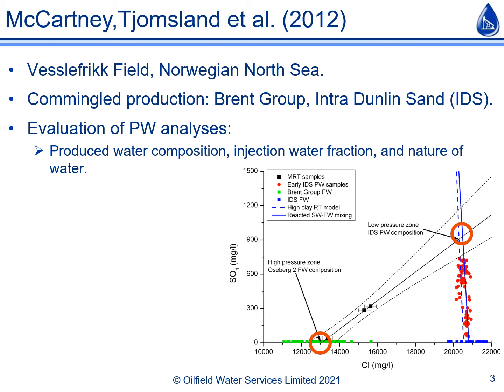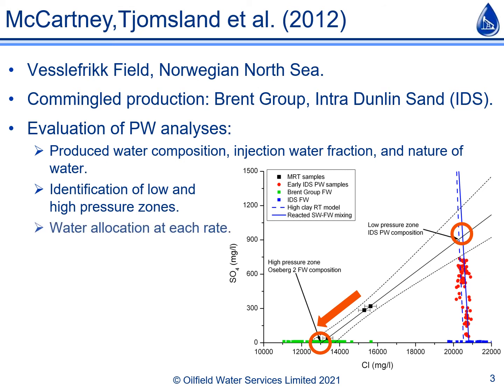As the well was choked back, the sample composition moved toward the Oseberg II formation water composition, indicating that proportionately more flow was coming from the Oseberg II formation. In turn, this indicated that the higher pressure zone is the Oseberg II formation, whilst the IDS is the lower pressure zone. Water allocation to each zone at each rate can also be calculated from the produced water analyses for the test.